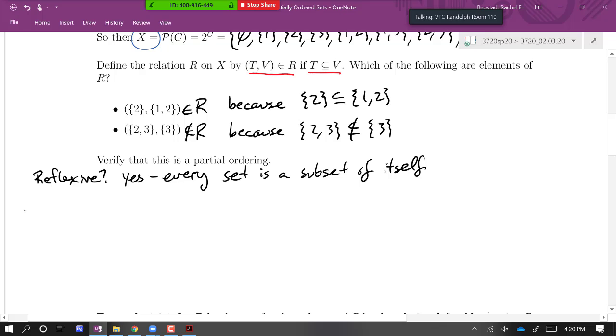How about antisymmetric? Antisymmetry doesn't mean that it's just not symmetric, right? It means that there's no symmetry at all. With antisymmetry, it just says if you had an instance of symmetry, suppose that A was related to B and B was related to A, then they'd have to be the same set. So what do we think about this relation? Is it antisymmetric, and why or why not?